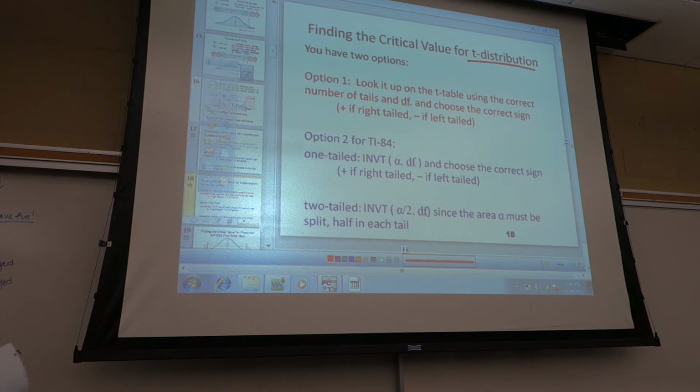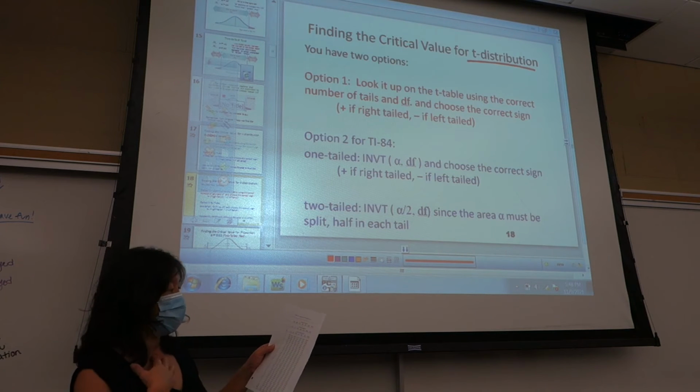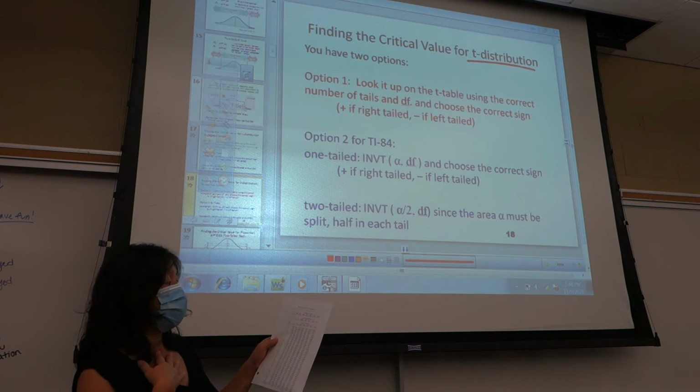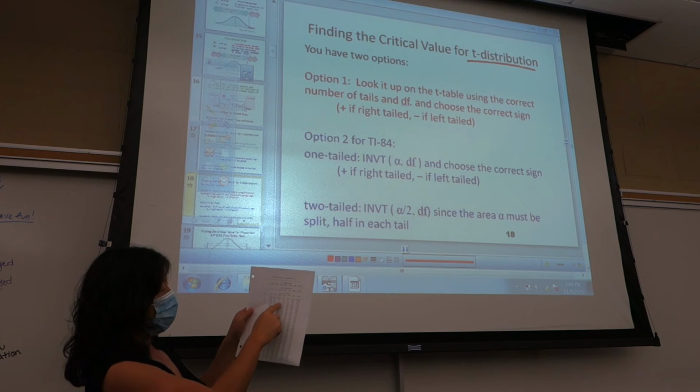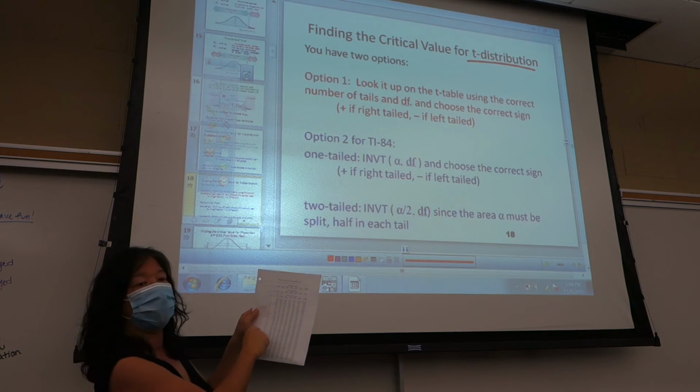Yeah. So for example, if I have a two-tailed test with an alpha of 0.05, I'm going to use the third column. And then the row I'm going to use is going to depend upon my degrees of freedom.